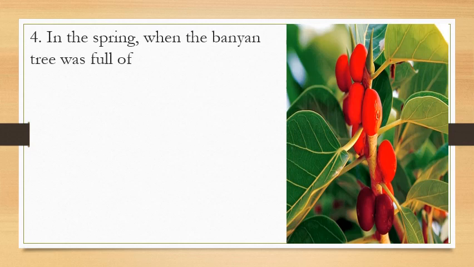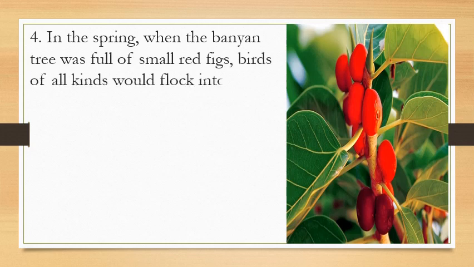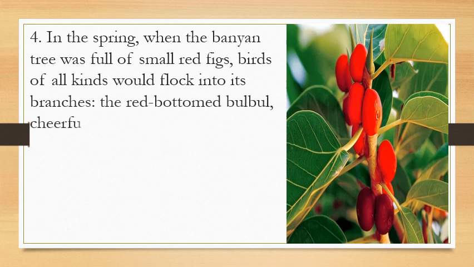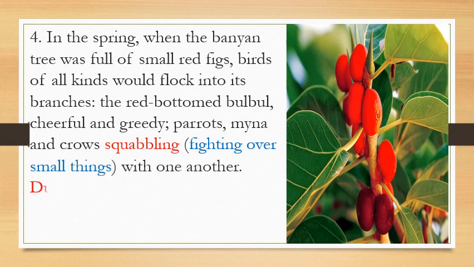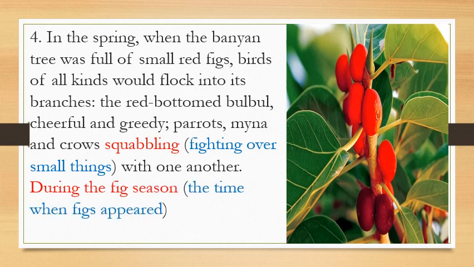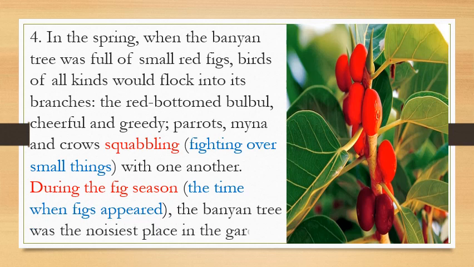Now let us move to another paragraph. In the spring, when the banyan tree was full of small red figs, means a fruit, birds of all kinds would flock into its branches. The red-bottomed bulbul, cheerful and greedy parrots, myna, and crows, scrabbling means fighting over small things with one another. During the fig season, means the time when figs appeared, the banyan tree was the noisiest place in the garden.